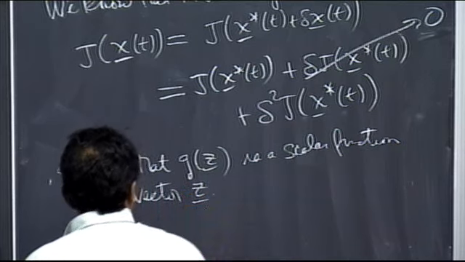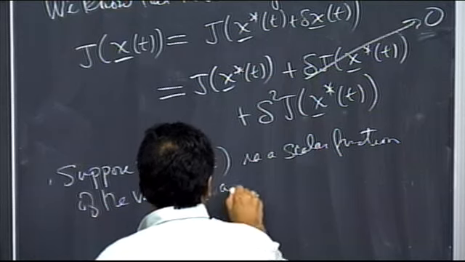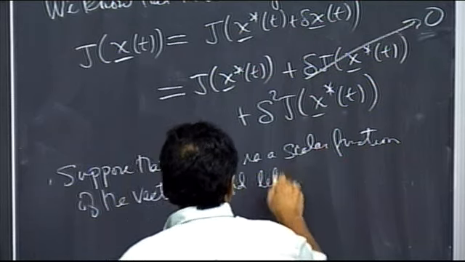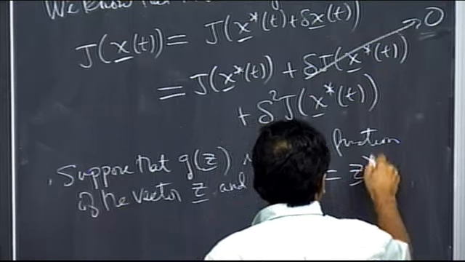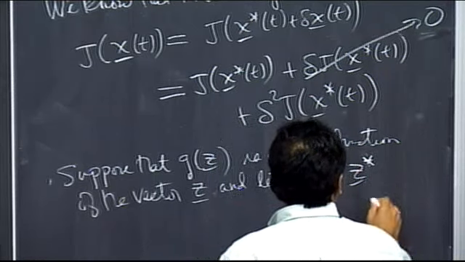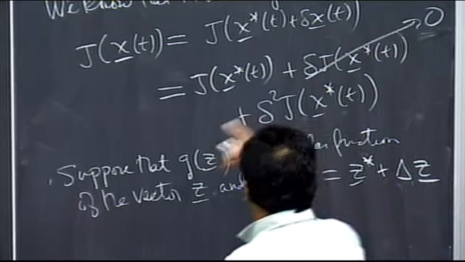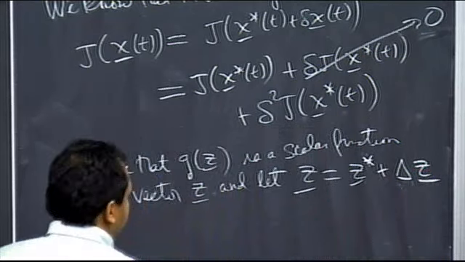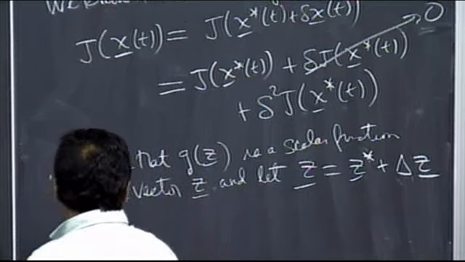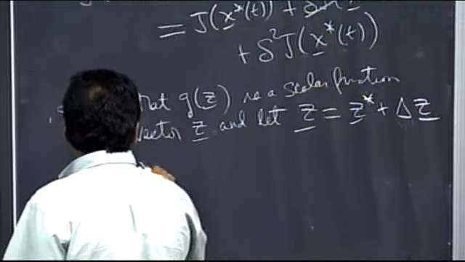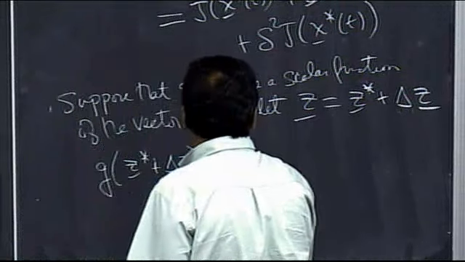Okay, so it's a static vector. So I know that, and suppose, and let z equal z star, which is the minimum of this function g, plus delta z. Notice I use a big delta here. I'm not using a little delta because this is not a trajectory. It's a static quantity.